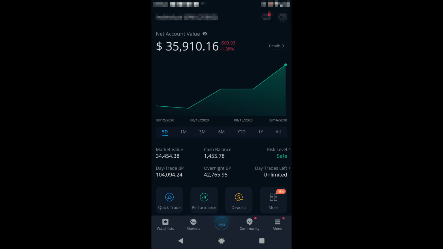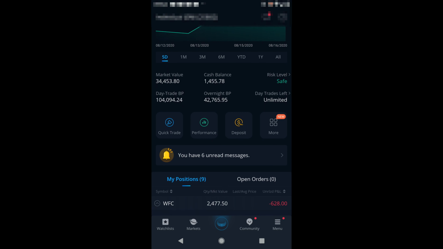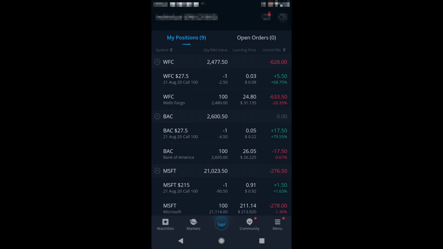Alright guys, so I'm going to show you guys how to buy back a contract. So we are at the Webull portfolio. My portfolio right now is about $35,900. We're about to get to $36K in value. And if we go to the very bottom, I want to show you guys my current positions.